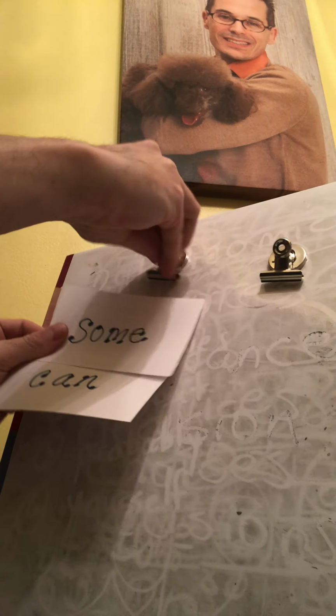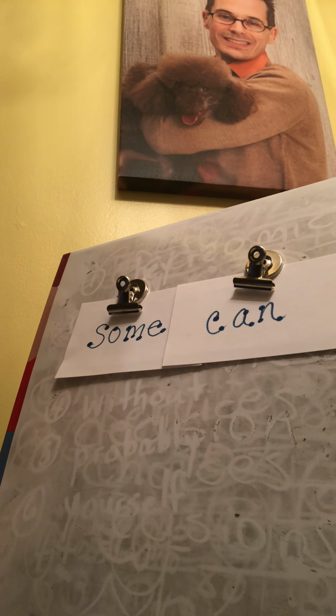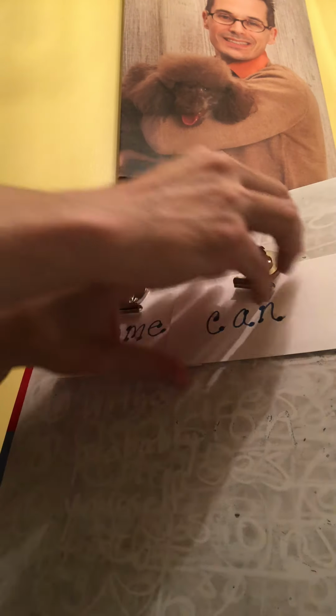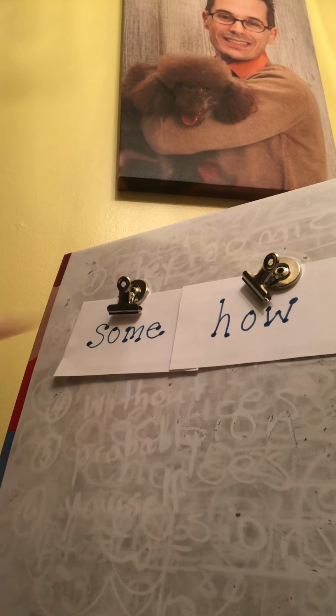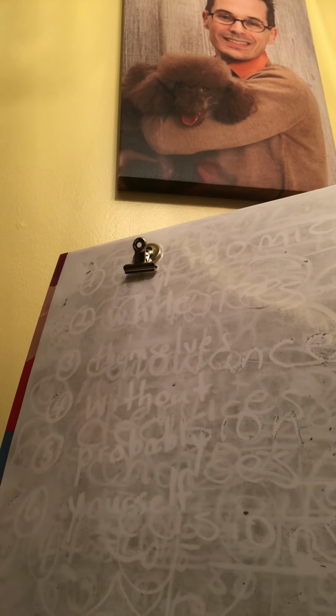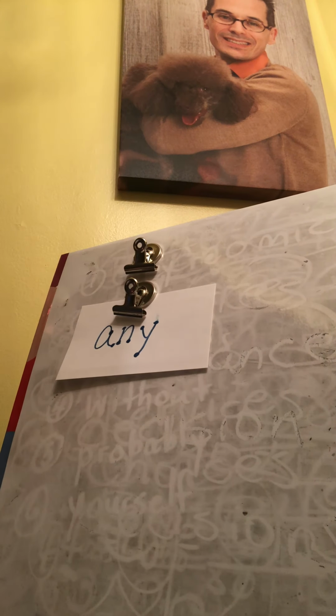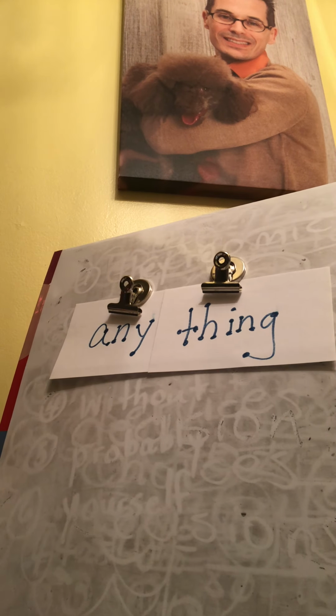Let me see. If I put up here the word some and the word can, let me see. Some can. No, that's not a word. But what if I take can away and I put how? Somehow. Hey, that's a word. Like in this sentence, Tom was hungry, but somehow he waited until lunch to eat. What if I take these words down and I put up two other words? I put up any and I put up thing. Anything. I don't have anything to do today.